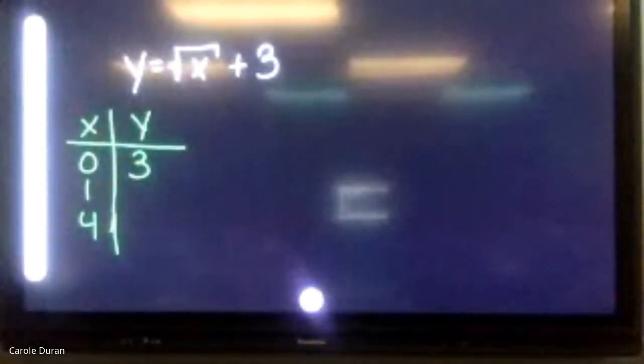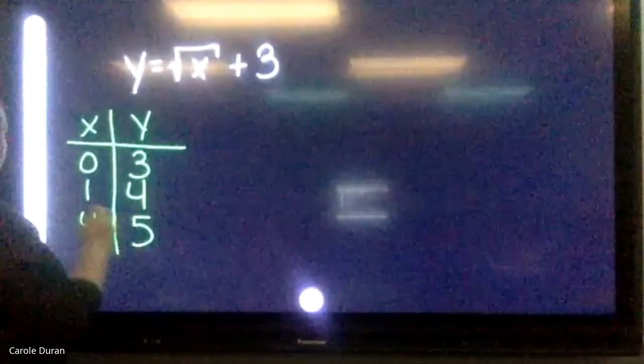What happens when I plug 1 in for x? I get 1 and then add 3 to it, and it gives me 4. What happens when I plug 4 in for x? And we add 3 to it and we get 5. Look at that. We have 3 points and we're ready to graph.